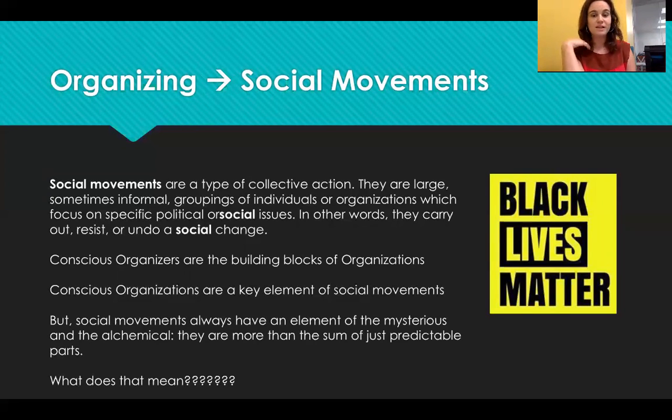But social movements always have an element of the mysterious and the alchemical. They're more than the sum of just predictable parts. So we talked a little bit about what that means a minute ago, but the alchemical simply means, to reiterate, 2 + 2 does not equal 4. There is never a simple chemical equation. Add water, add oxygen, you get this, right? That's actually not going to be the way that social movements move. There is always an element of change and adaptability. There is always an element of the unknown, and good organizers are flexible and ready to see those changes come.